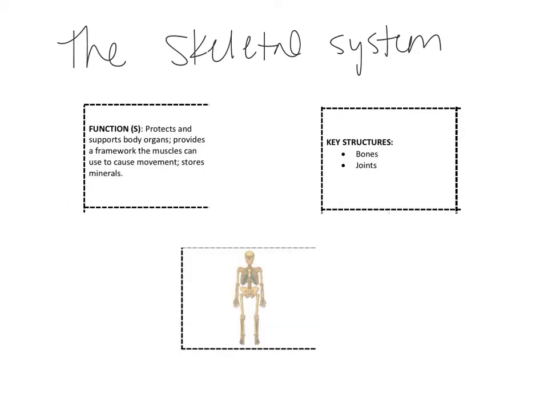Your skeletal system is going to protect and support the body organs. So if you think about your rib cage is going to protect your heart and your lungs. Your skull is going to protect your brain. So it protects and it supports, and it provides a framework that muscles can use to cause movement. So your key is your bones and your joints, and the muscles and the bones work together to cause movement.